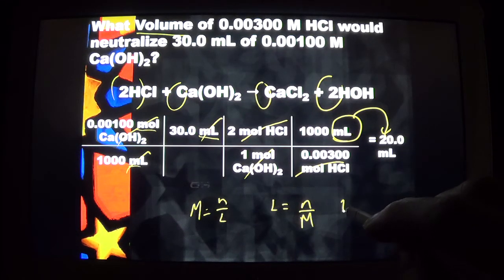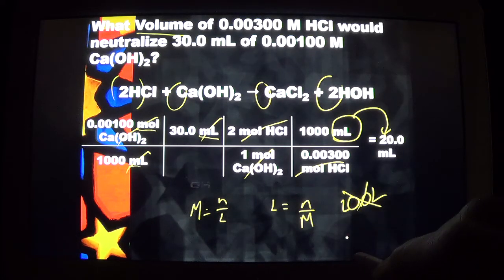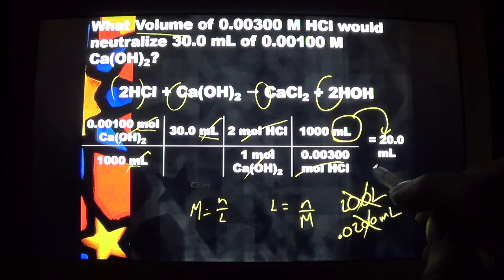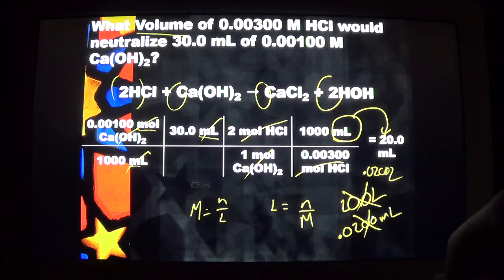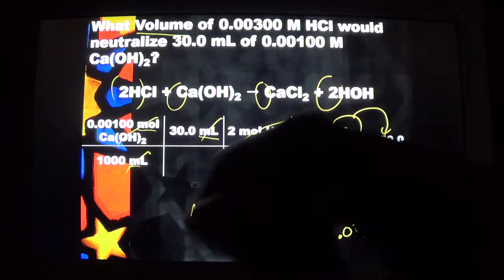What you could not say is you get 20.0 liters. That would be incorrect. What you could not say is 0.0200 milliliters. That would be incorrect. 20 milliliters or 0.020 liters, maybe another 0 there for sig figs, either of those would normally be acceptable. So that's how we do it.